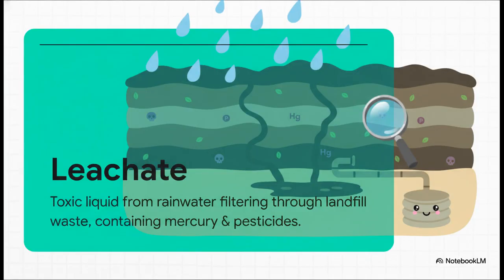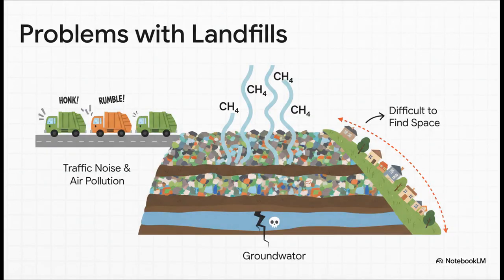Now, one of the single biggest problems at any landfill is this stuff, leachate. Just think of it as toxic garbage juice. When rain falls and trickles down through all that trash, it picks up all sorts of nasty chemicals. Modern landfills have these special liners and collection pipes specifically designed to capture this leachate before it can get out and cause problems. But even the best designed landfills have some serious issues.